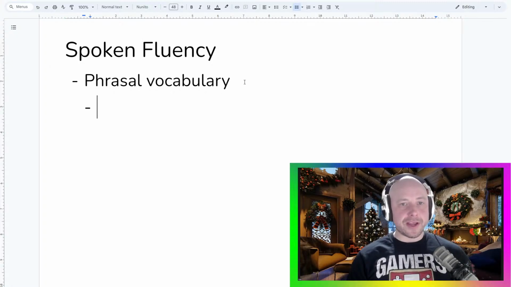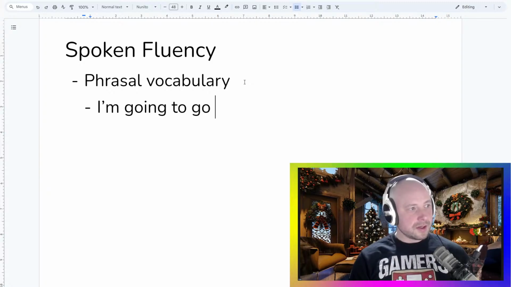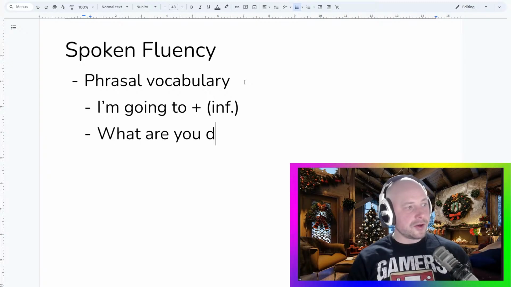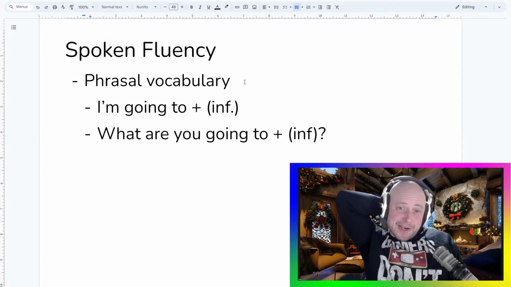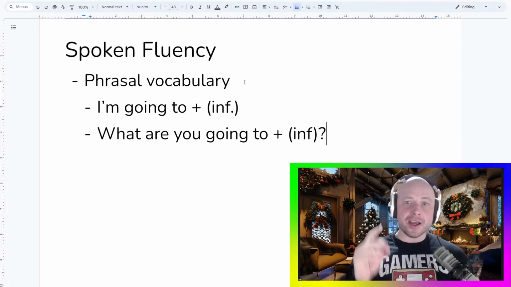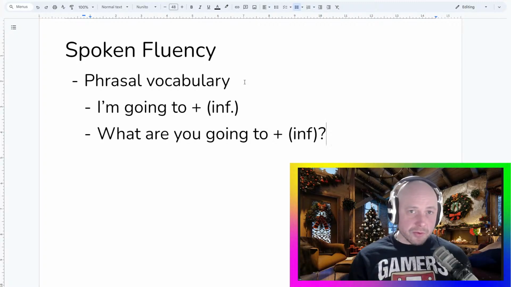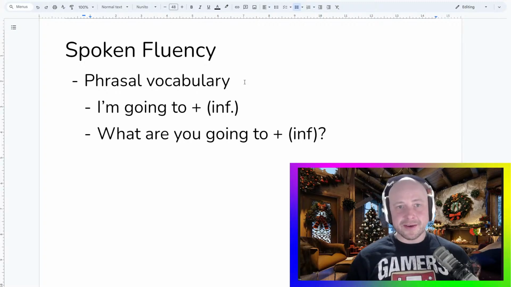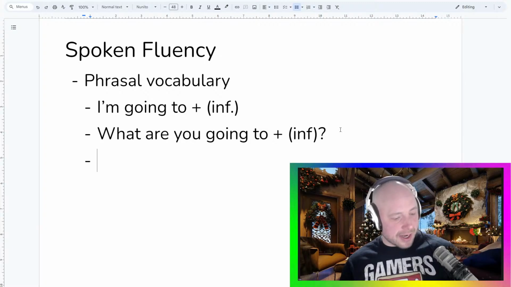So you need good phrasal vocabulary. What's phrasal vocabulary? I'm gonna plus infinitive. What are you gonna plus infinitive as a question? That's phrasal vocabulary. So it's that you know that as a singular chunk. I'm gonna. What are you gonna? What are you gonna do? What are you gonna say? Where are you gonna go? I'm gonna study English. I'm gonna watch the stream. I'm gonna play video games. Right? It's a single chunk of phrasal vocabulary. That's fluency.